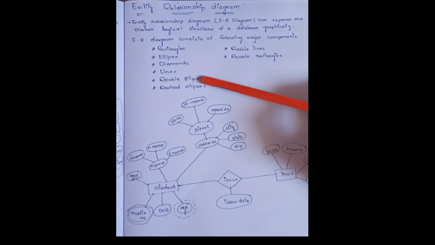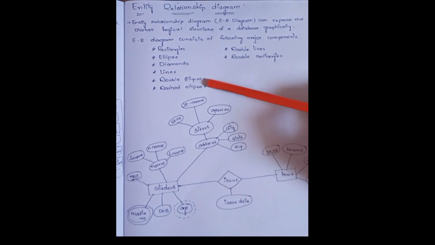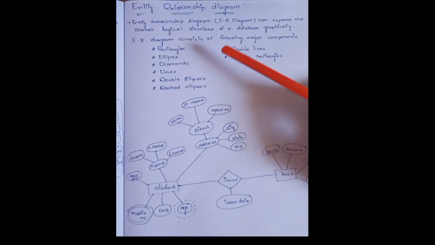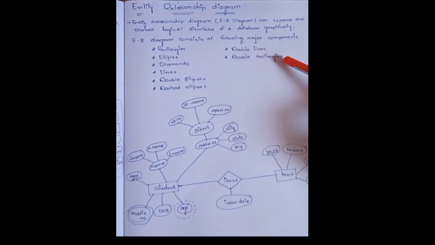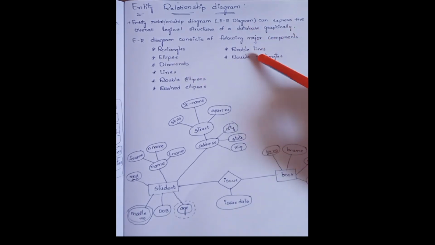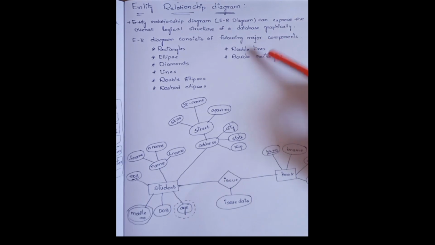The next one is the double ellipse. This double ellipse denotes the multi-valued attribute. And the next one is the dashed ellipse. This dashed ellipse denotes the derived attributes. Double lines denote the total participation, that is the margin between the relationship and the entity. And these double rectangles denote the weak entity set. A weak entity set means an entity set which doesn't have a primary key, but it should have partial keys. So that entity is known as a double rectangle.